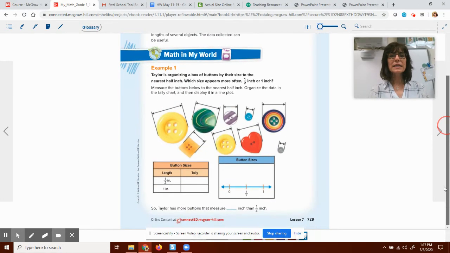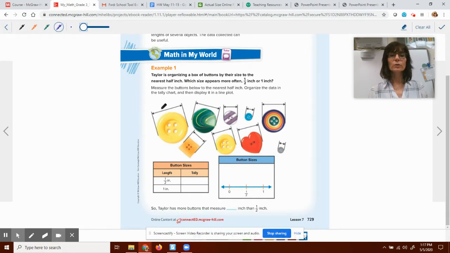So in example 1, it says Taylor is organizing a box of buttons by their size to the nearest half inch. Which size appears more often, 1/2 or 1 inch? So we need to do some measurement.